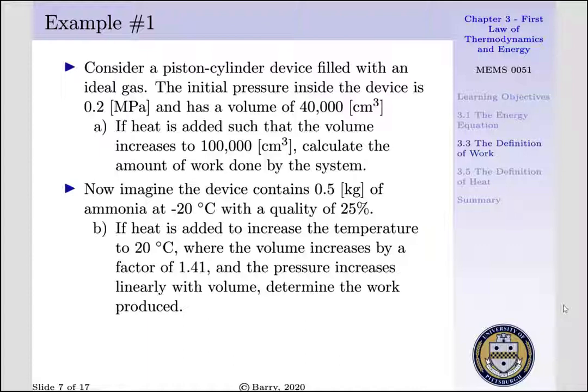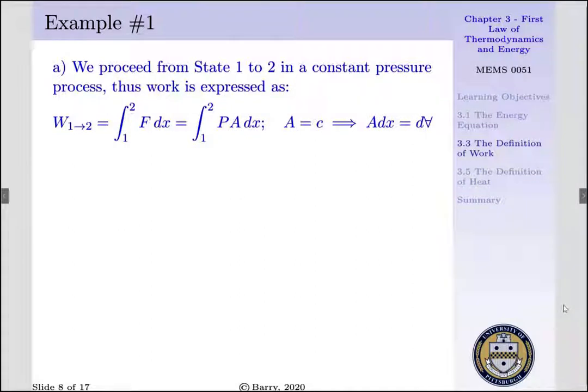Then, for the second part of this example, we want to imagine our device contains 0.5 kilograms of ammonia at minus 20 degrees centigrade and a quality of 25%. If we add heat to increase the temperature to 20 degrees centigrade, where our volume increases by a factor of 1.4 and our pressure linearly increases with volume, we want to determine the work produced. Let us begin by considering part A.